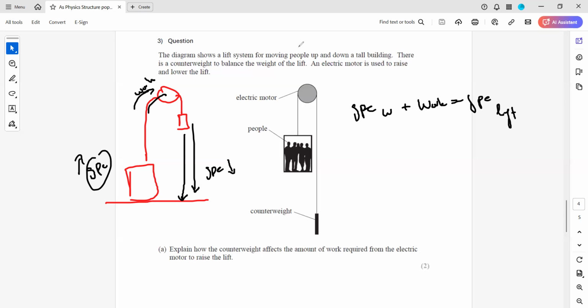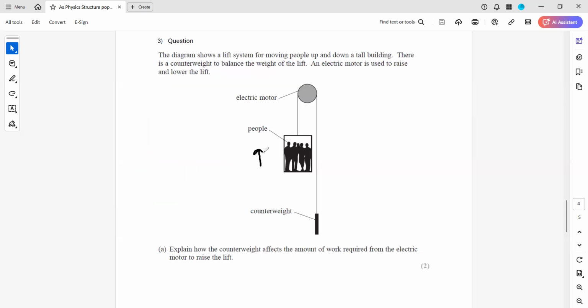So the advantage of using a counterweight is that it will reduce the work done by the motor. Why will the work done by the motor decrease? Let's say to move this, we need 100 joules of energy. When the counterweight is going down, its energy decreases. The counterweight is providing, say, 20 joules of energy to the system. As it goes down, its energy is decreasing, and that energy goes to the lift to move it up. And the remaining 80 joules of energy is provided by the motor.